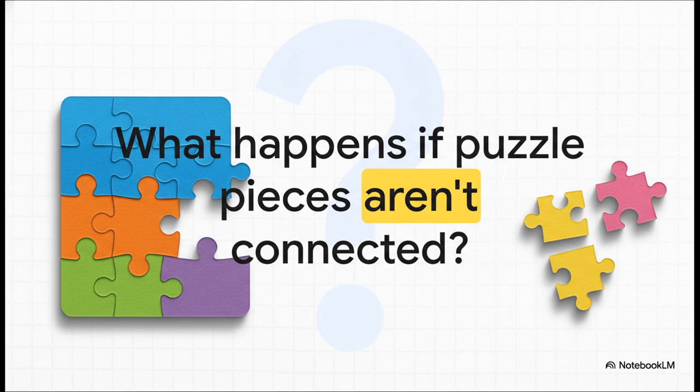Okay, what about this one? What happens when you're doing a jigsaw puzzle and some pieces are just lying off to the side, not connected to anything? Well, they aren't really part of the picture, are they? That's exactly what a floating block is like in code. If it's not snapped in, the computer just ignores it completely.